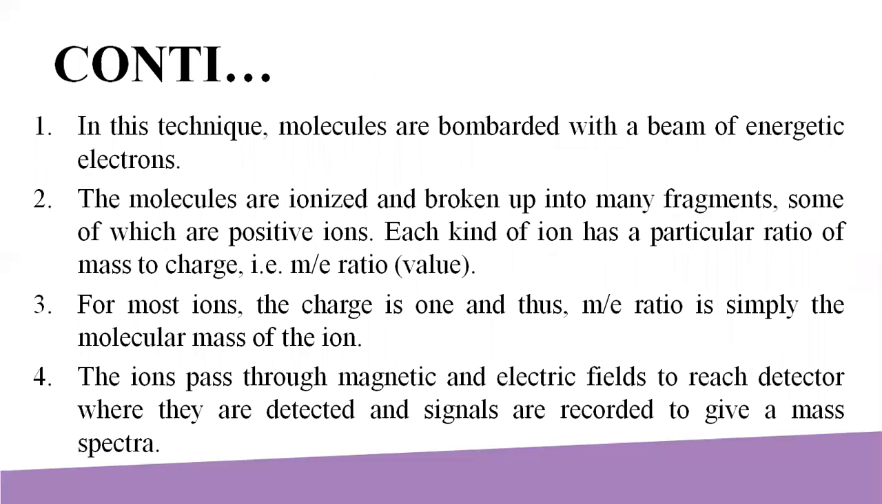In this technique, molecules are bombarded with a beam of energetic electrons. The molecules are then ionized and broken up into many fragments, some of which are positive ions. Each kind of ion has a particular ratio of mass to charge, that is, mass to charge ratio value. For most ions, the charge is 1, and thus the mass to charge ratio is simply the molecular mass of the ion. The ions pass through magnetic and electric fields to reach the detector, where they are detected and signals are recorded to give a mass spectra.